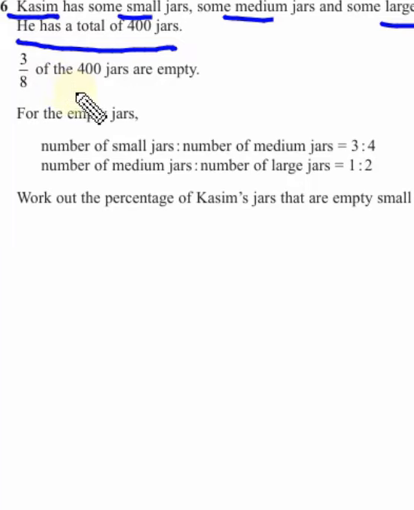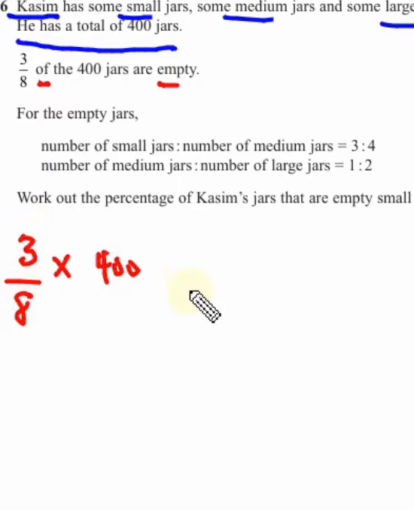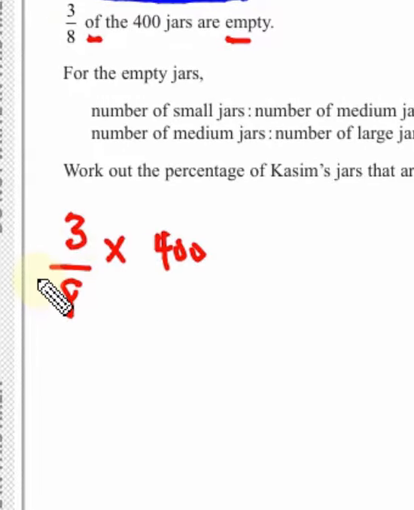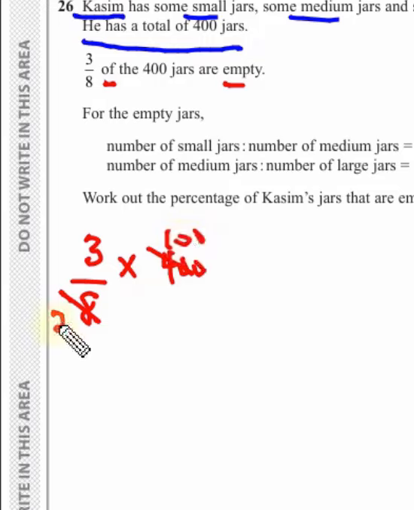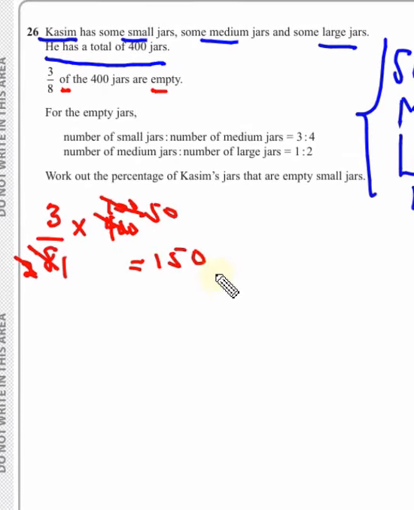Then 3 out of 8 of the 400 jars are empty. "Of" means multiply, right? So we have 3 out of 8 times 400 representing empty jars. We can simplify this: how many 4 are in 8? That will give us 2. How many 4 are in 100? That will be 25. And how many 2 are in 2? That is 1. How many 2 are in 100? That is 50. 50 multiplied by 3 gives us 150. Now this is for empty jars.